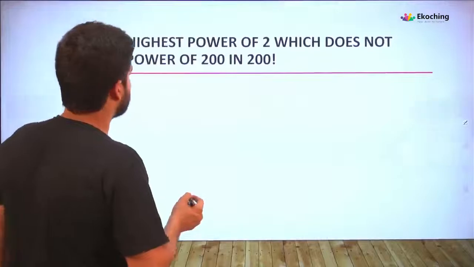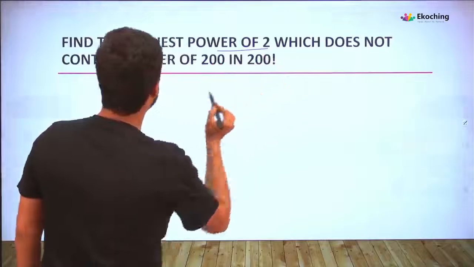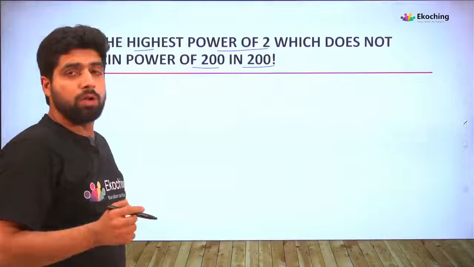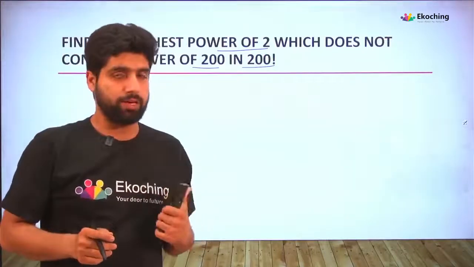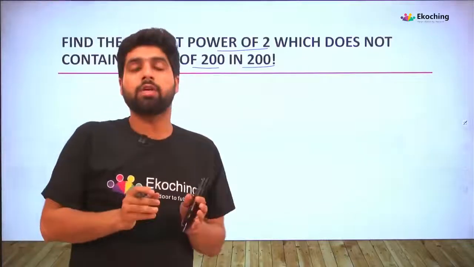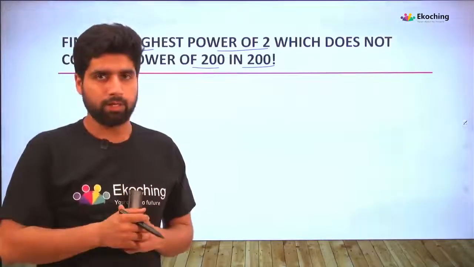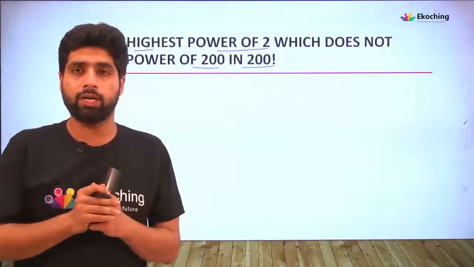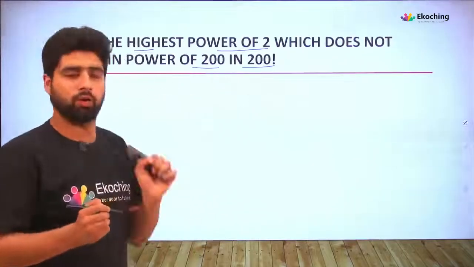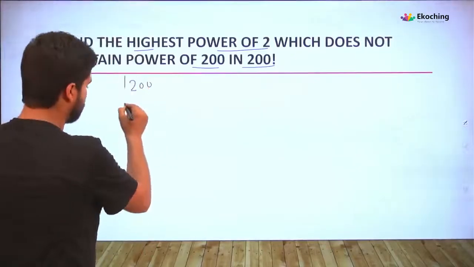The question demands we need to find the highest power of 2, which does not contain power of 200 in 200 factorial. Now, we have done this topic in the class. Even you can see in the recordings, we have done this thing. We need to find the highest power of any number in any factorial number. The same thing we would be doing here. So first of all, we'll find the power of 2 in 200 factorial. So we'll start dividing this 200 by 2.